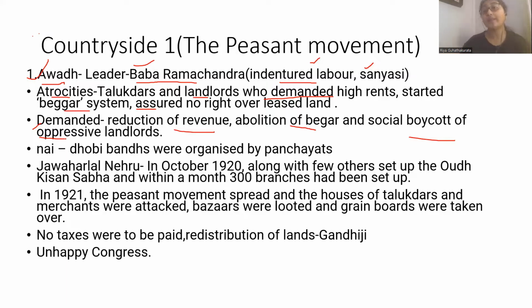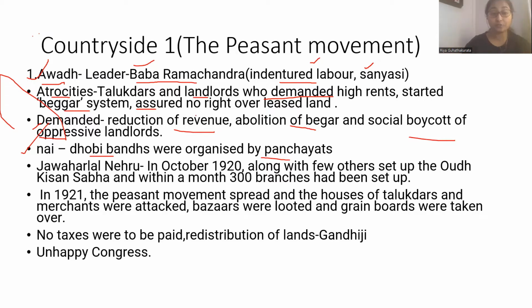Now, who were the participants? As the name suggests, this is a peasant movement. Apart from that, there were the Nai and Dhobis. Nai means the barbers who cut hair, and Dhobi means the washermen. Both of these groups also joined the peasant movement, and they held certain strikes which were organized by the local self-governments of Awadh, which are called panchayats.